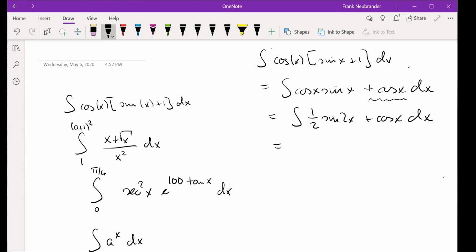And now you can integrate: the antiderivative of the sine is minus the cosine of 2x. But if I take the derivative of this, I get 2 times the sine of 2x. So I really need here a minus 1/4. And then the antiderivative of the cosine is the sine, and I have a constant. So that would be one way of doing it, which I think is the complicated way.